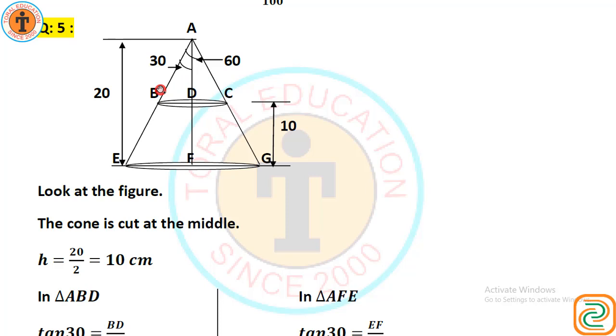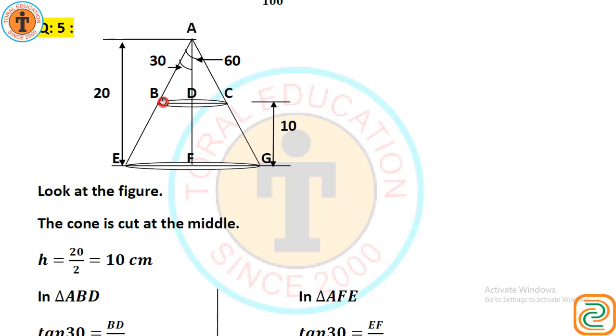A cone is cut into two parts at the middle of its height. Height is 20. At the middle of the height, the cone is cut at BC, right? Here I have cut it down by a plane parallel to its base.